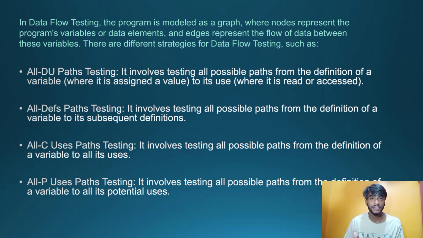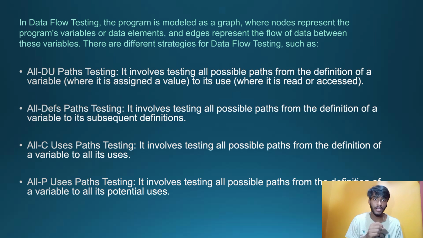There are different strategies of data flow testing, such as all DU path testing. It involves testing all the possible paths from the definition of a variable, where it is assigned a value, to its use, where it is read or accessed. All def paths testing involves testing all the possible paths from the definition of the variable to its subsequent definitions.